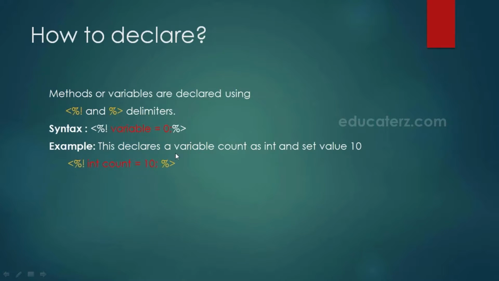This is the example where we are declaring a variable count as int, setting the value to 10, and ending the statement with a semicolon. This code is embedded within the declaration tag. During translation, this code will go into the JSP service method. That is, they act as servlet instance variables and instance methods. So this particular variable is an instance variable in the generated servlet.